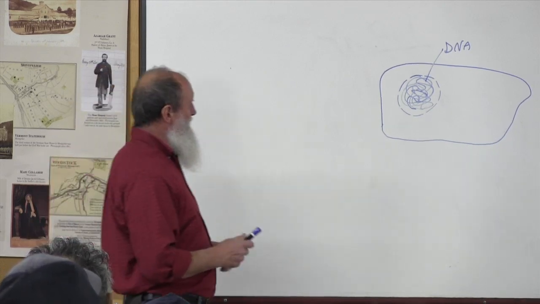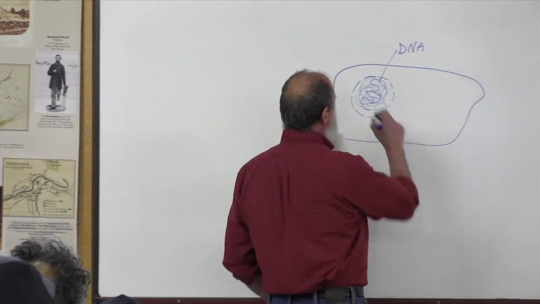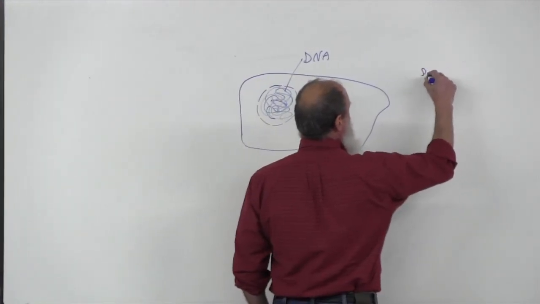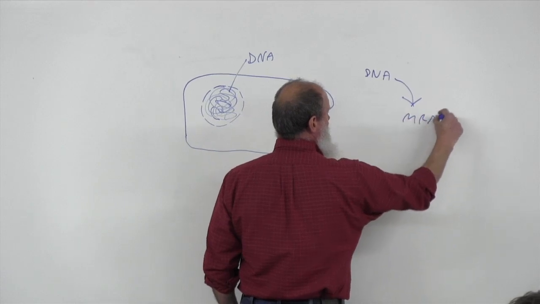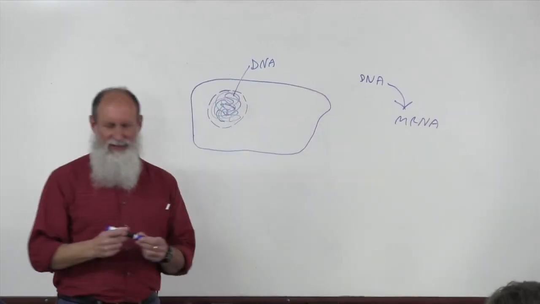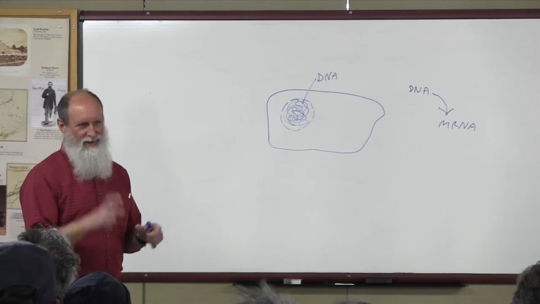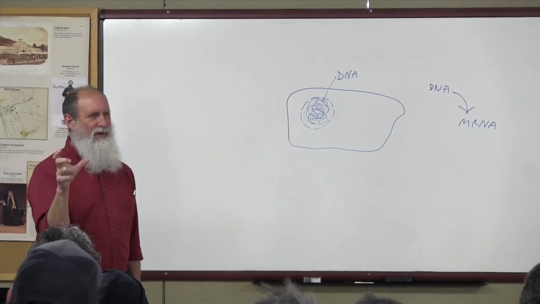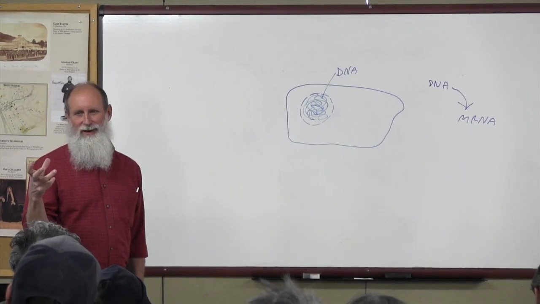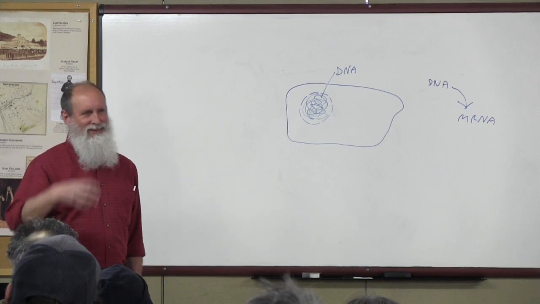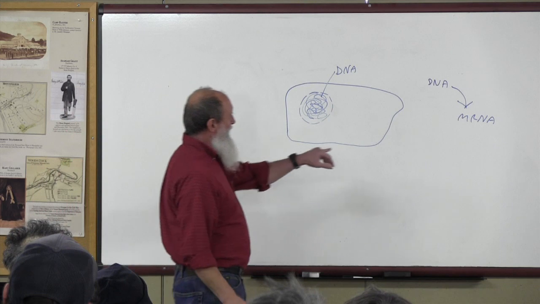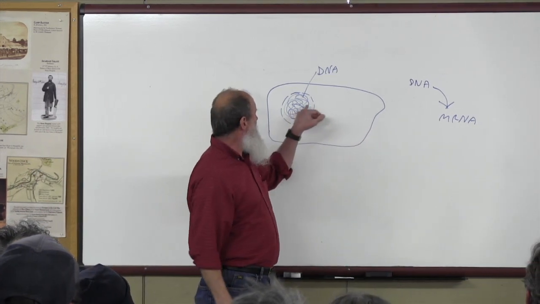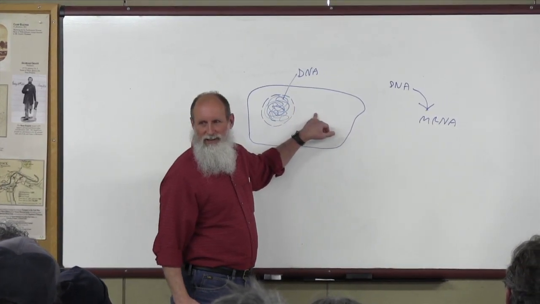So what happens is, in the nucleus of a cell, the DNA gets copied into messenger RNA. So this is a copy of an individual gene. It's a smaller fragment of molecule, although it's still a very big molecule. We're talking about a molecule that's thousands and thousands of atoms in size. But that mRNA is small enough to leave the nucleus and go out to where proteins are manufactured.